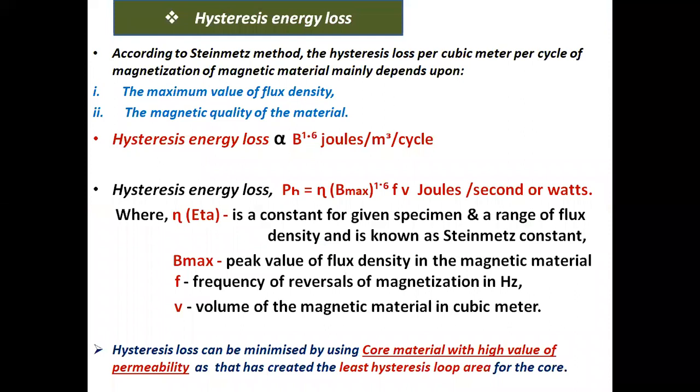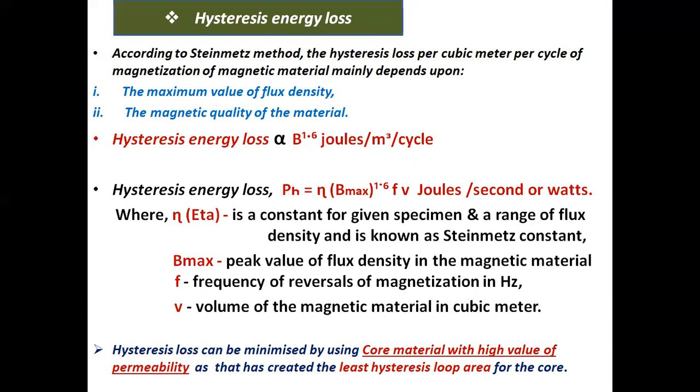Hysteresis energy loss. According to the Steinmetz method, the hysteresis loss per cubic meter per cycle of magnetization of a magnetic material mainly depends upon the maximum value of flux density and the magnetic quality of the material. Then hysteresis energy loss is directly proportional to B to the power 1.6 joules per meter cube per cycle.